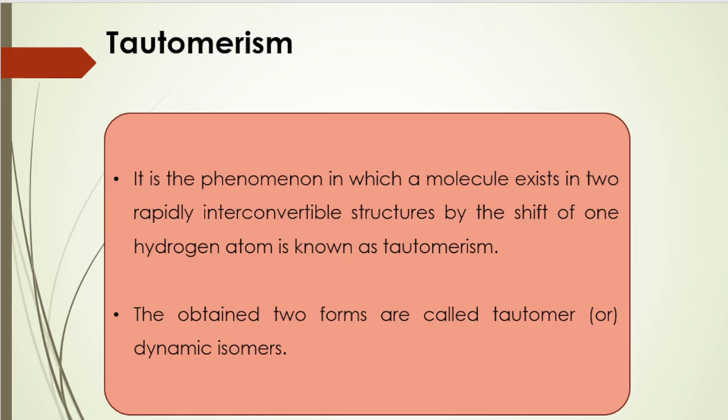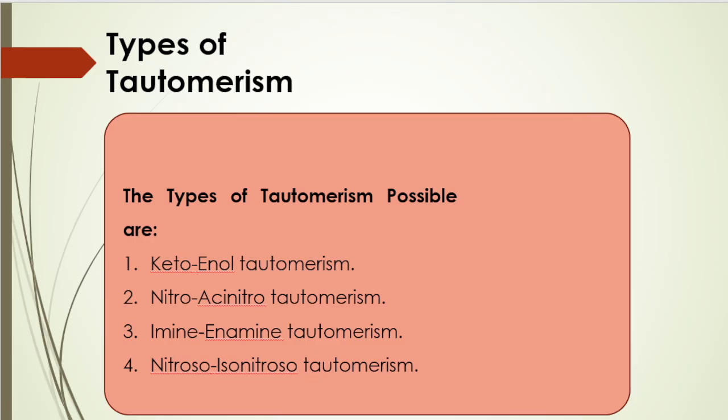It is the phenomenon in which a molecule exists in two rapidly interconvertible structures by the shift of one hydrogen atom. Just by the shift of one hydrogen atom, there exist two structures which are interconvertible rapidly. The two forms obtained are called tautomers and they are also called dynamic isomers. Let us see what they are.